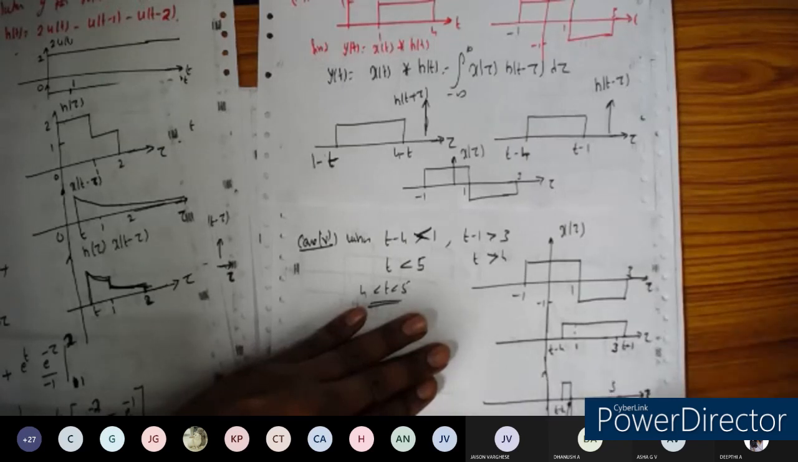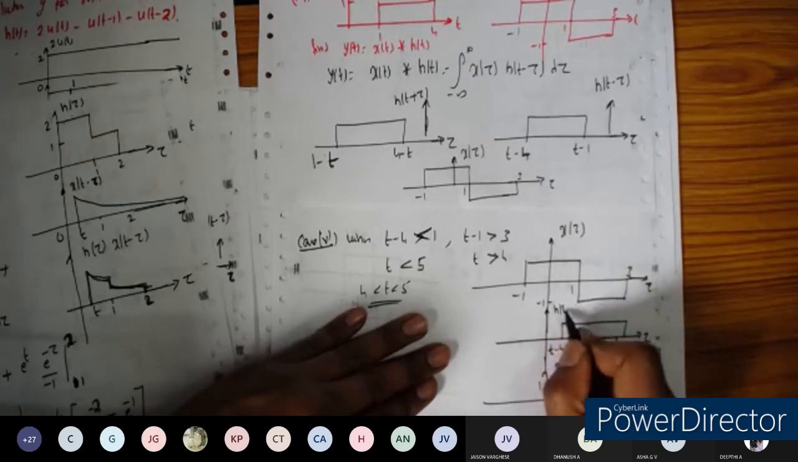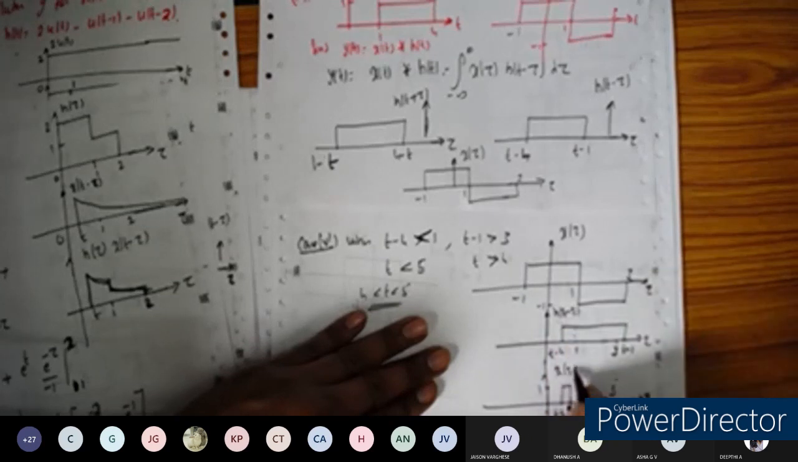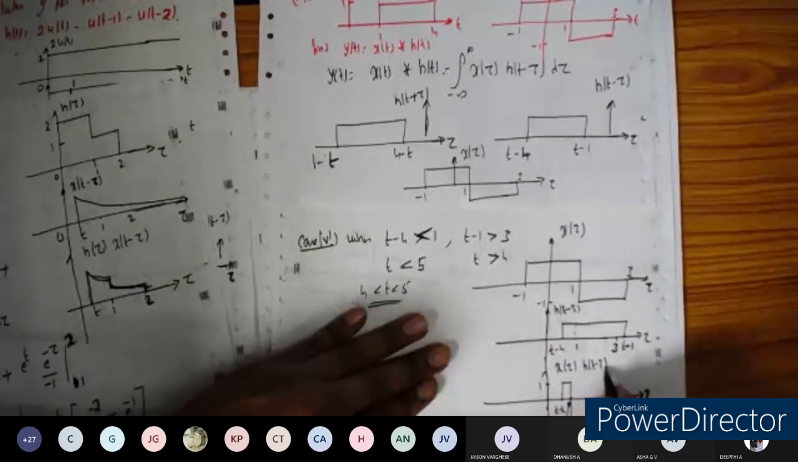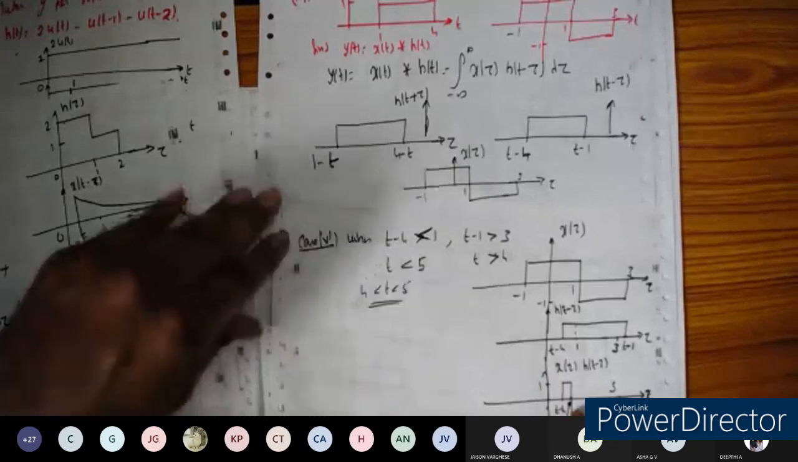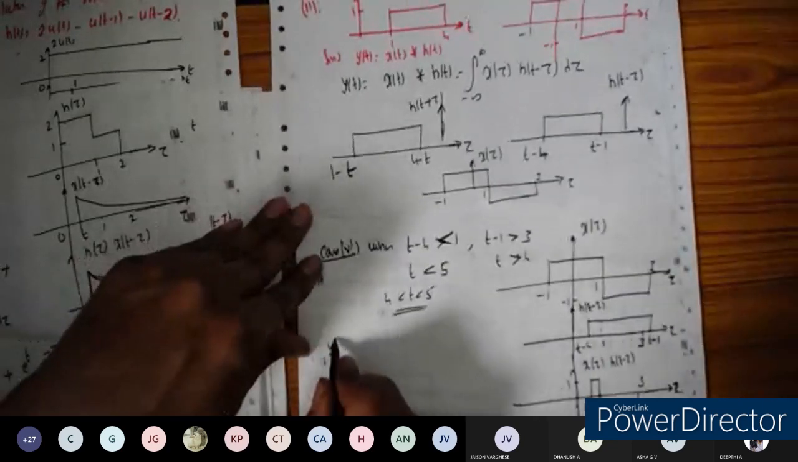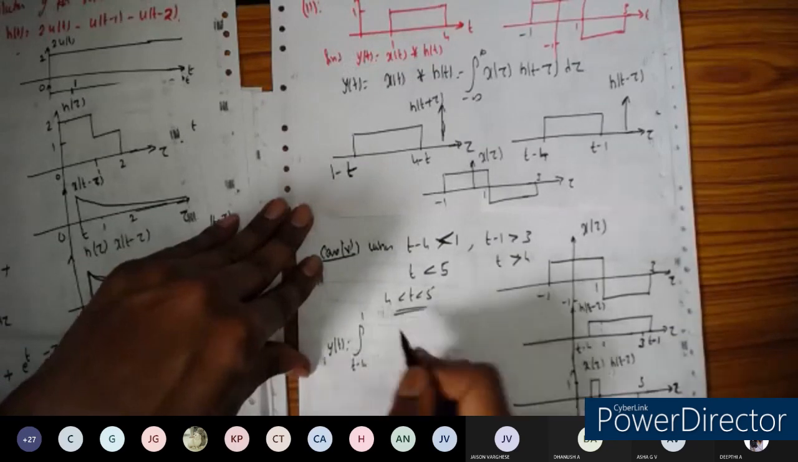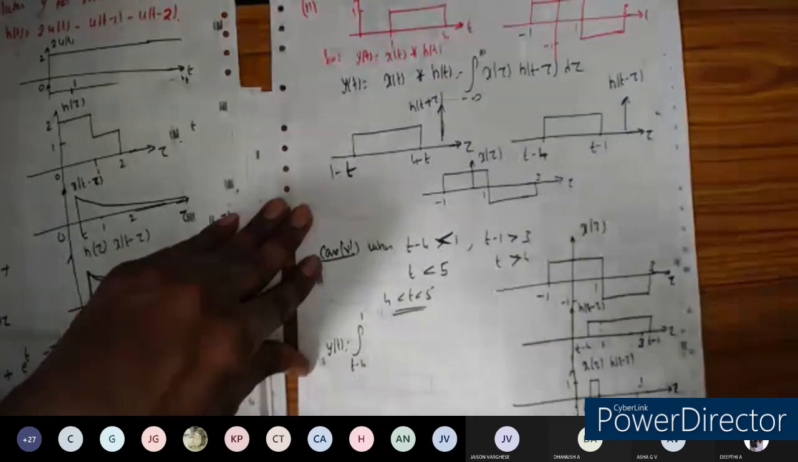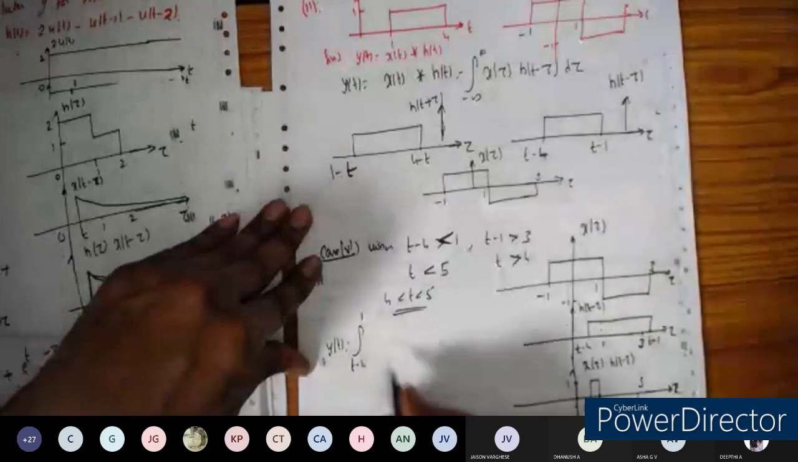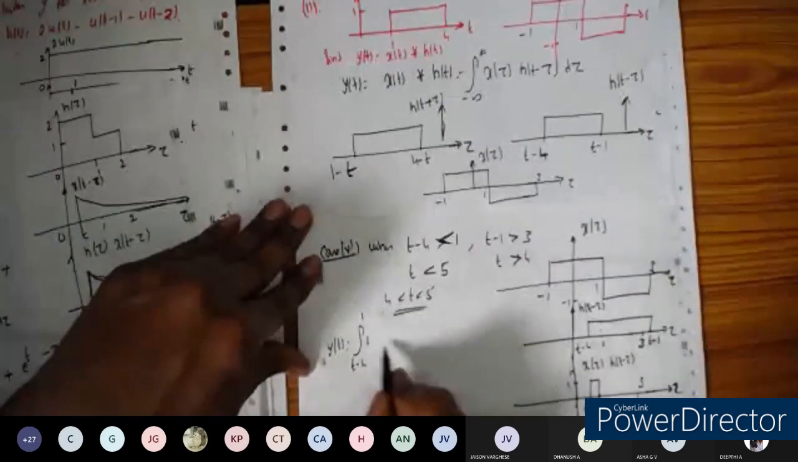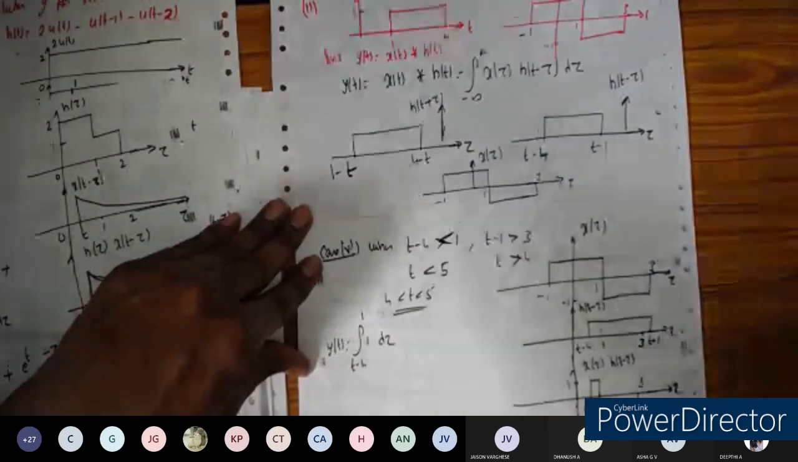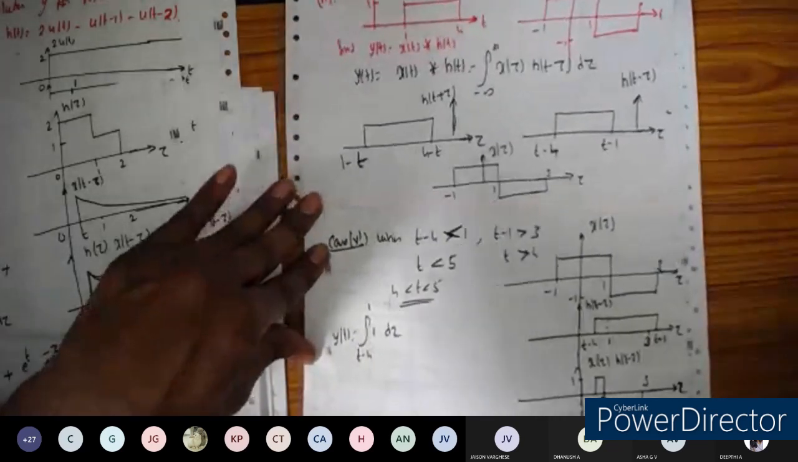So this product will be equal to -1 and this is +1. This is the product of h of t minus tau into x of tau. Okay, so we take the product, this one we got here. Now let us write the integral form. From t minus 4 up to 1, it is having the value 1 into d tau.